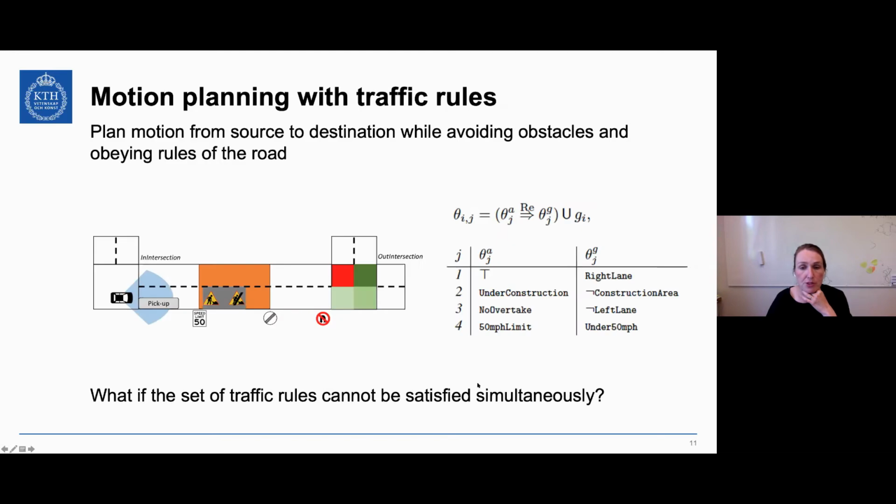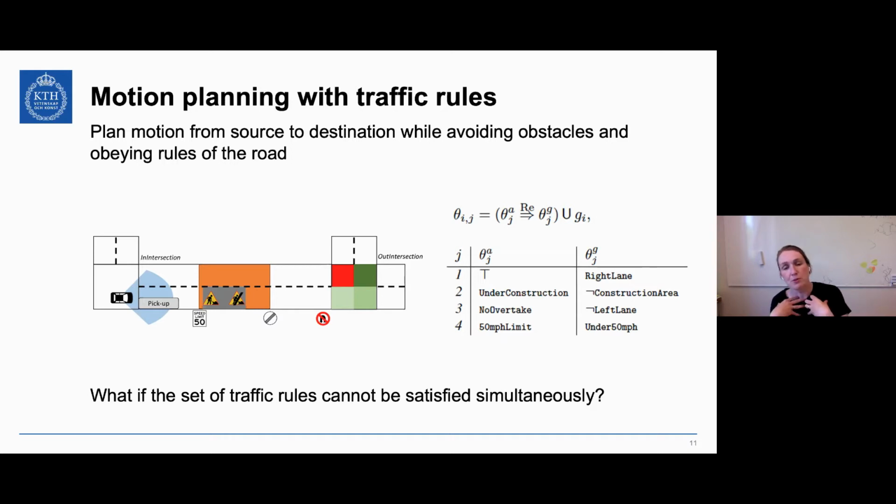So when we started looking a little bit closer, we realized that sometimes, and very often actually, the set of traffic rules that you are given cannot be satisfied simultaneously. Like here, at the same time, you cannot stay in the right lane and avoid the construction area. So different road rules come with different priorities. They come with a natural disobedience.